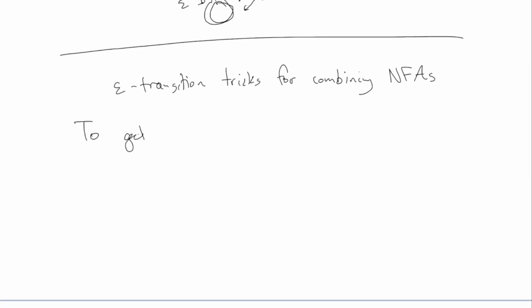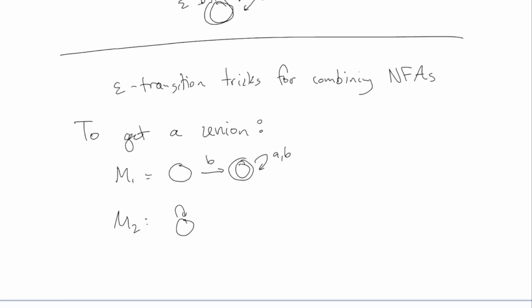To get a union, for example, let's imagine I have two NFAs. Here's one, I'll call this M1, machine 1, and then machine 2 is this. Sorry, I left out the starting state.